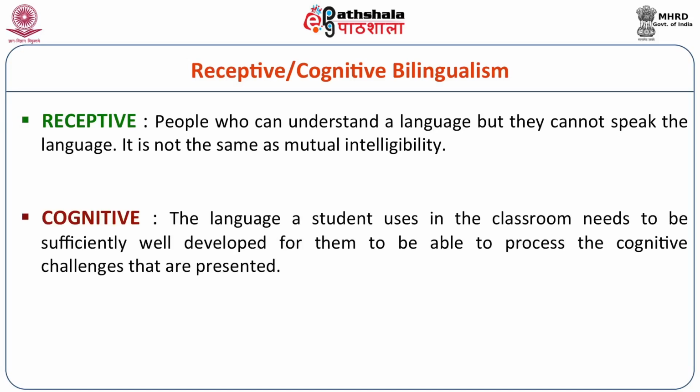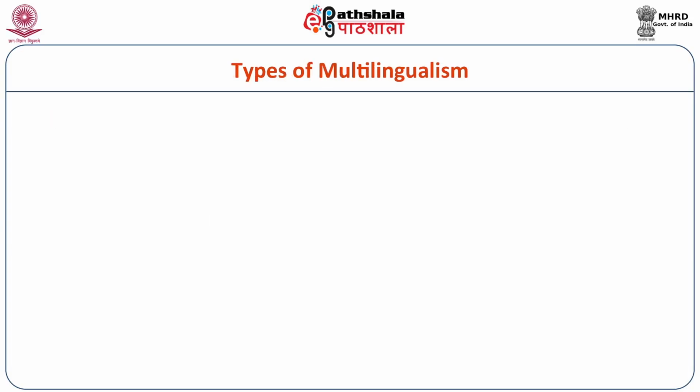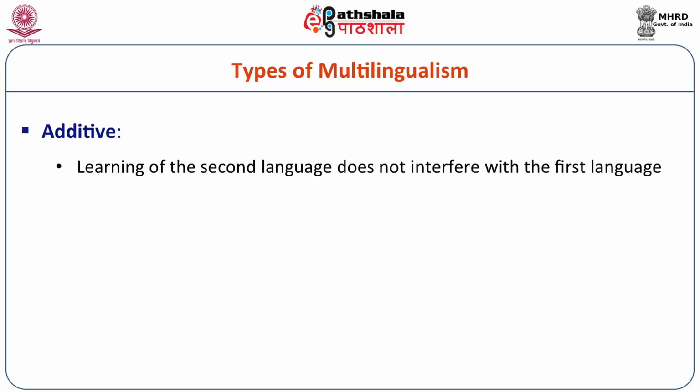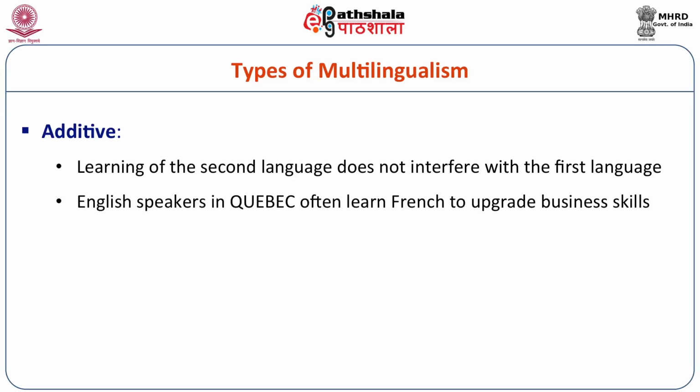Cognitive: the language a student uses in the classroom needs to be sufficiently well developed for them to be able to process the cognitive challenges that are presented. There are various types of multilingualism as well. One is additive: learning a second language does not interfere with the first language. English speakers in Quebec often learn French to upgrade their business skills. They keep on learning, as it is already established by scientists that the brain is powerful enough to accept more than one language and they never interfere with each other.